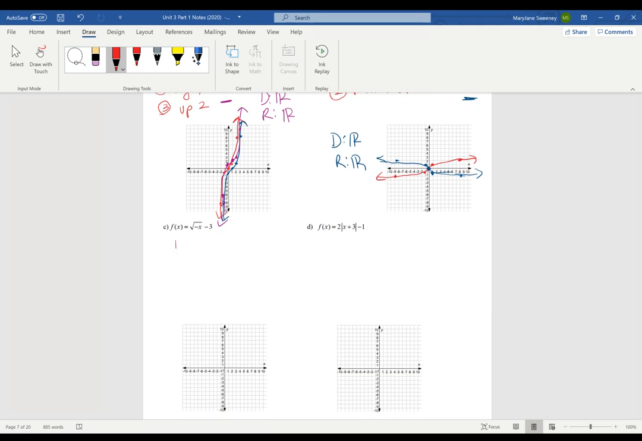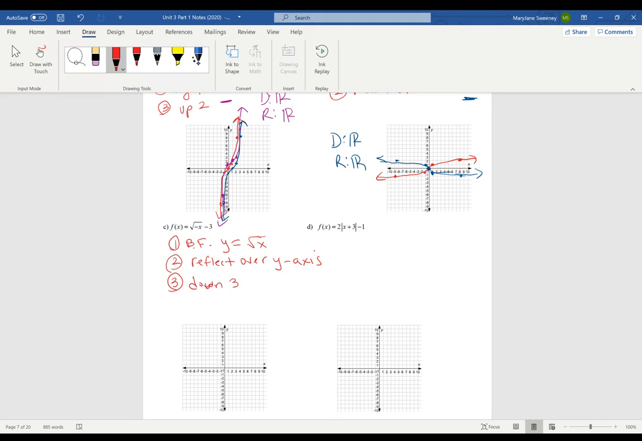Okay, next one, basic function is y equals square root of x. So these are all coming off the basic functions we did in day 1. That negative under the radical is a reflect over the y-axis. And then the -3 is a down 3.